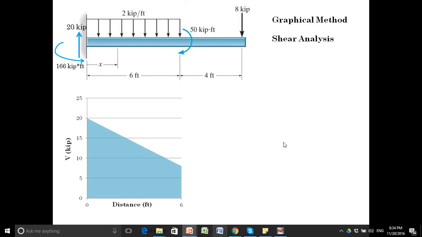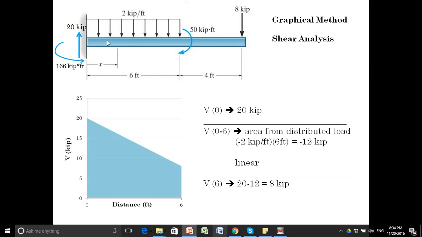Alright, from there, we're going to go on and solve this via the graphical method, because using the mathematical method, equations become very, I wouldn't say too complex, but you have to write 4 equations because you have a jump. So graphical is a lot easier. So let's start with shear analysis. So my entire body, I drew in my 20 kips up and 166 counterclockwise moment that I just solved for at the wall.